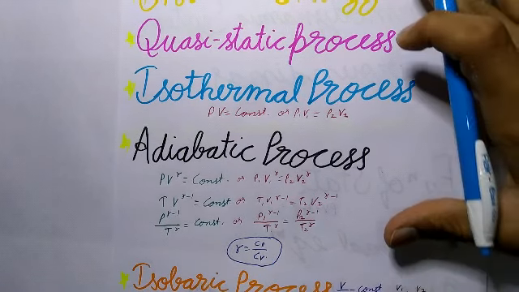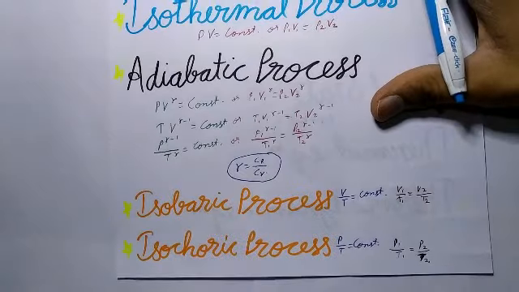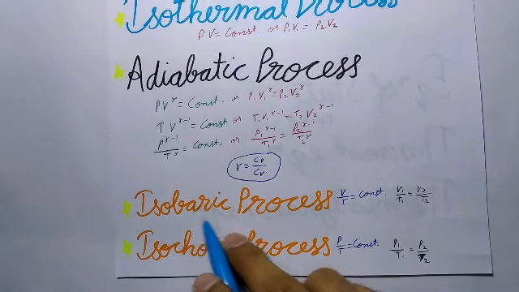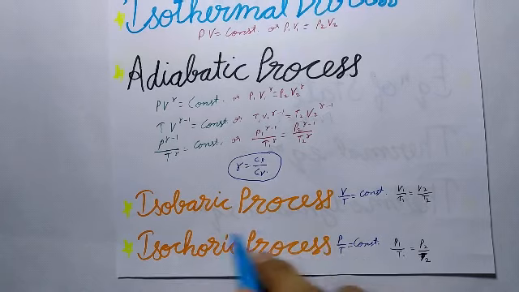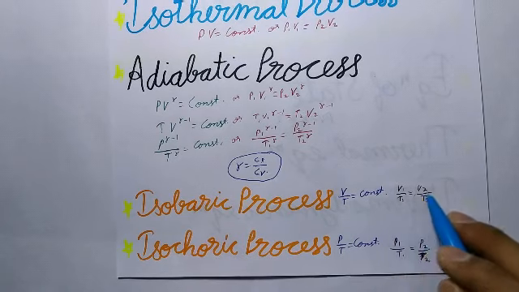Now, next is isobaric process. A process in which volume remains constant is called isobaric process. For such a process, V upon T equals constant, or V1 upon T1 equals V2 upon T2.